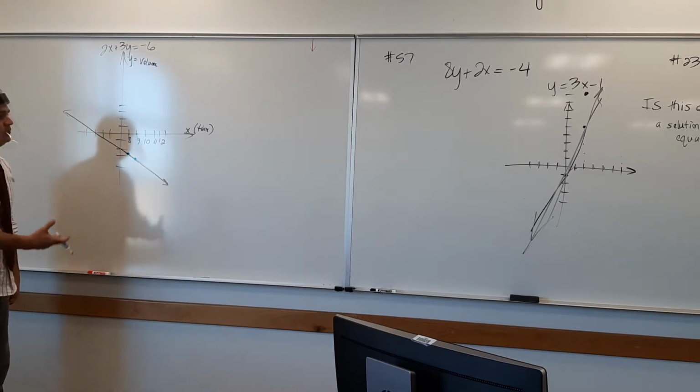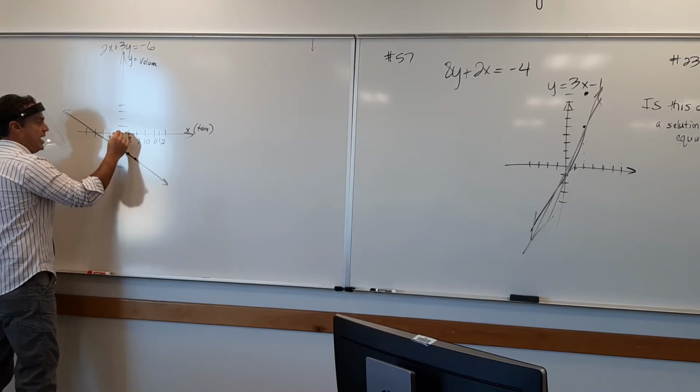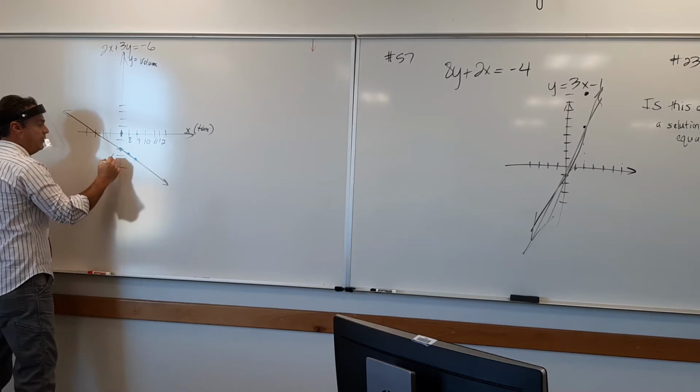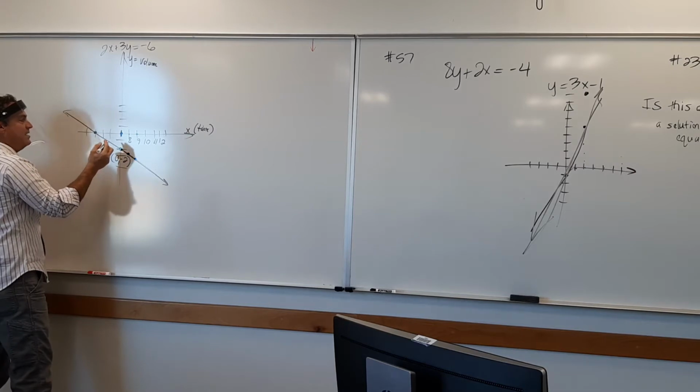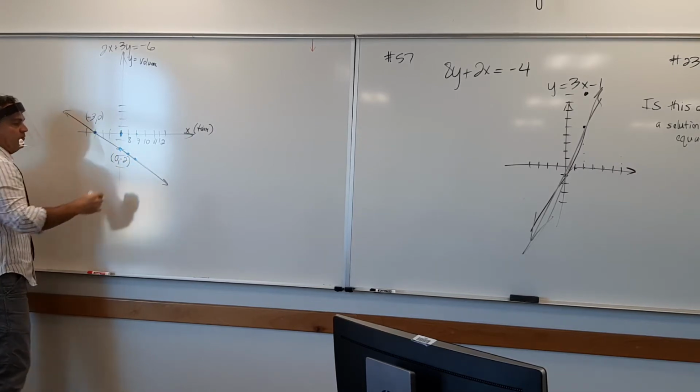And so we come back to this, and we have this value right here. Here's one of our values. When x is 0, y is -2. So we have (0, -2). When x is -3, y is 0 right there.